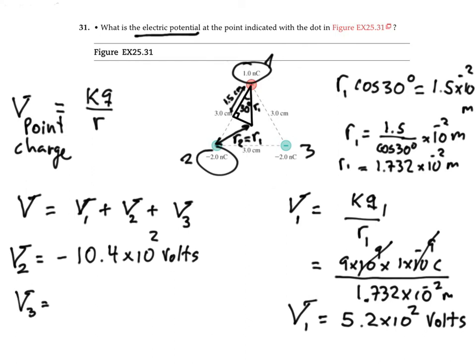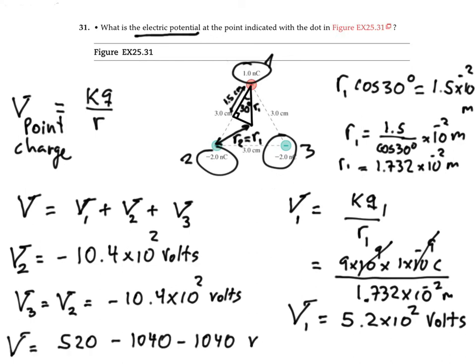For V3, charge number 3, what is the voltage produced by charge number 3 in the middle of the triangle here? Well, again, charge 3 is the same as charge 2, and the distance R3 should be the same as R2, same as R1. So these two answers should be the same. The voltage 3 and the voltage 2 should be the same. So we get also minus 10.4 times 10 to the 2 volts.